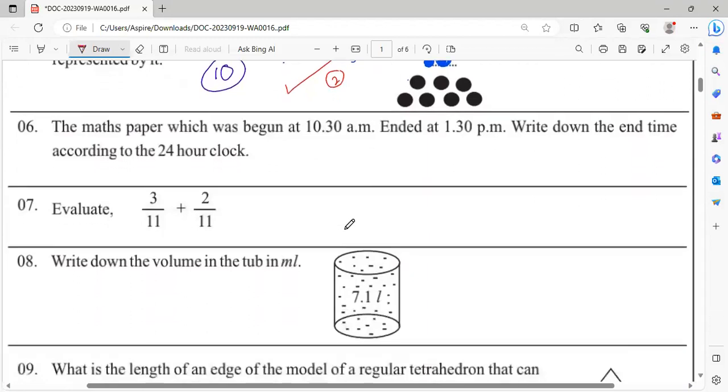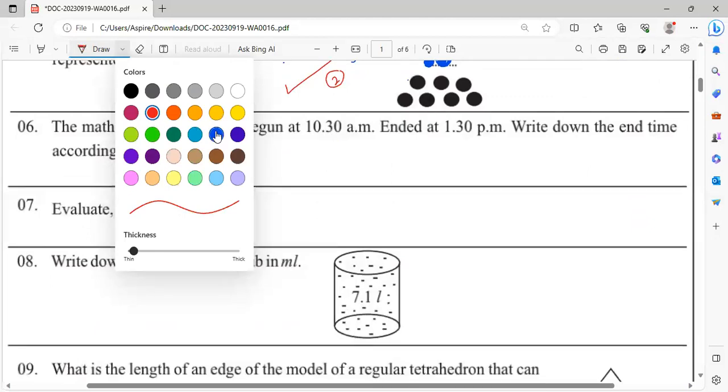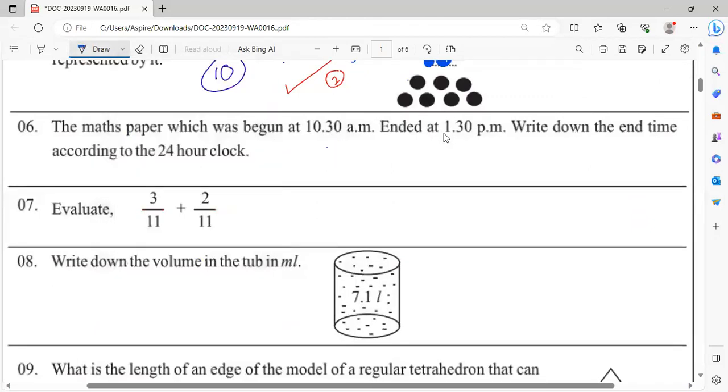Sixth one, the maths paper which was begun at 10:30 a.m. ended at 1:30 p.m. Write down the end time according to the 24-hour clock. How do we express the ended time in 24-hour clock? When a particular time is given in post meridian, that means PM, or is more than 12, then you have to add 12 to the hour time. Then 1:30.